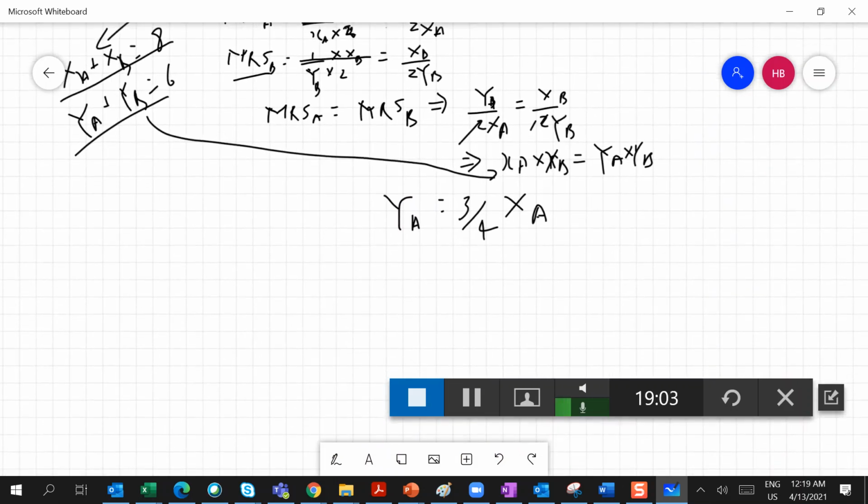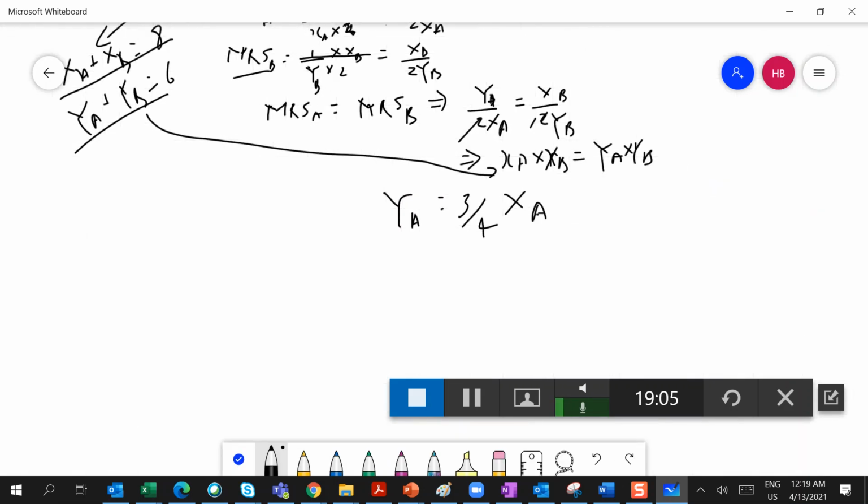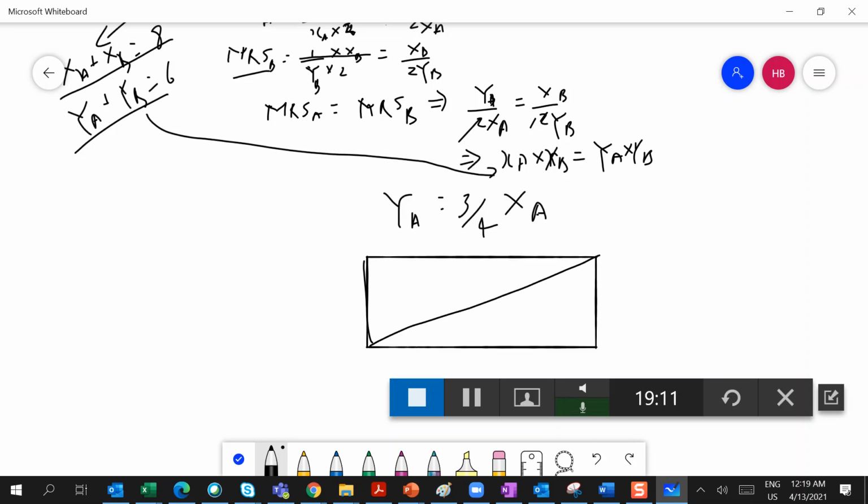So this is nothing but a straight line. If you want to draw this as your contract curve, it goes something like this for A, or even for B, because it's your contract curve. So in your Edgeworth box, this is how you can also derive it in terms of YB and XB by solving these equations. So this is how you derive what your contract curve looks like.